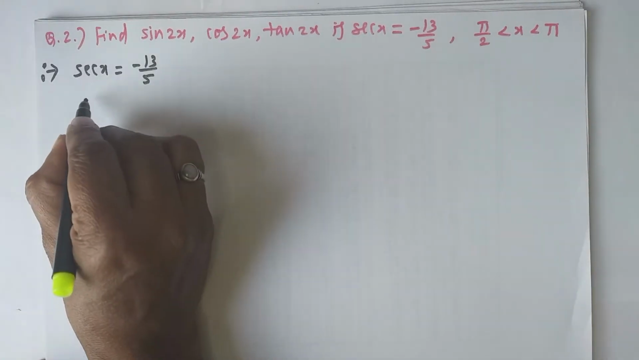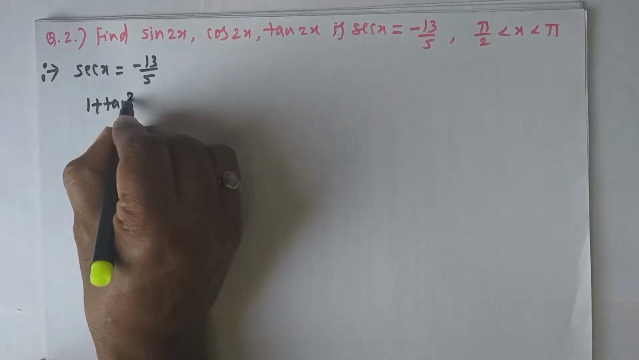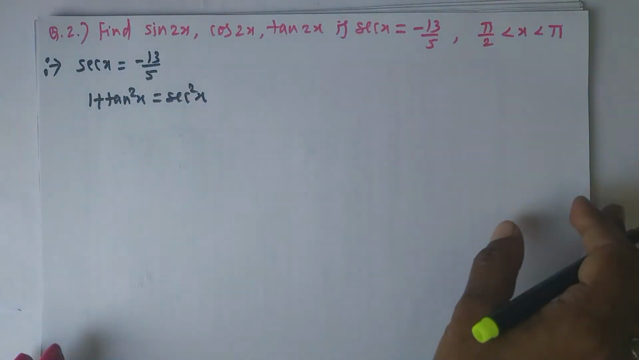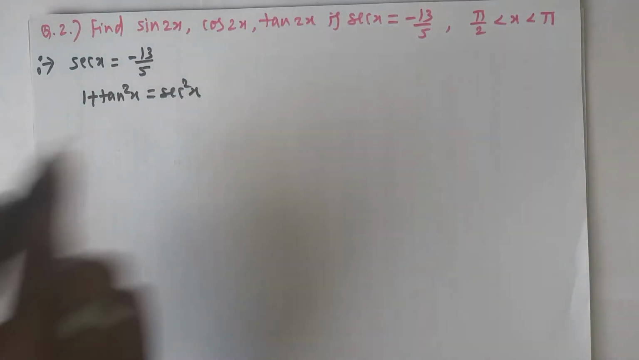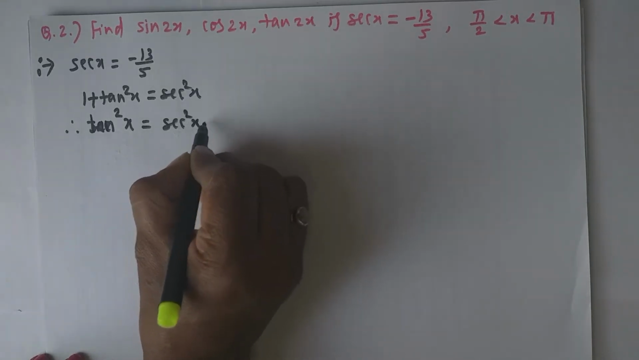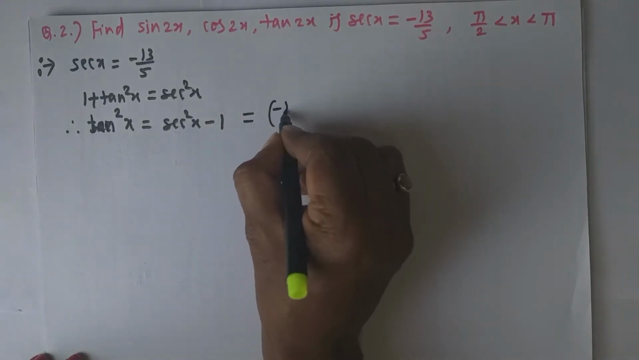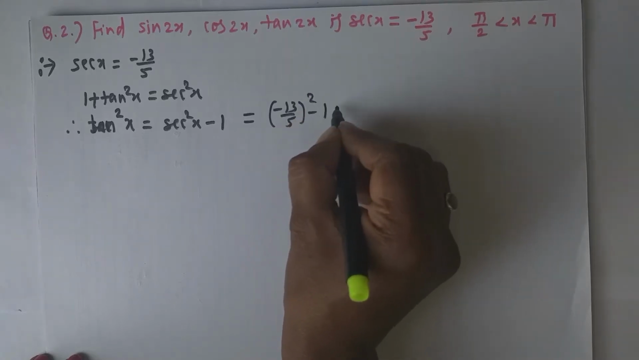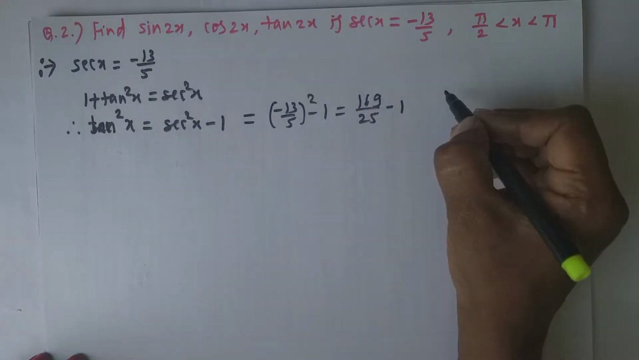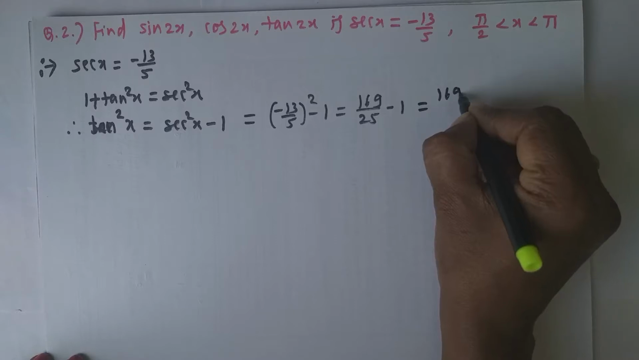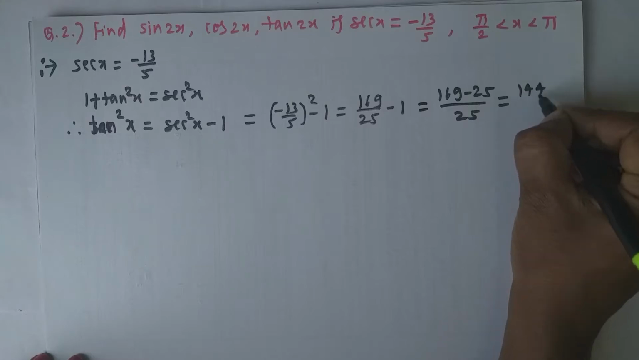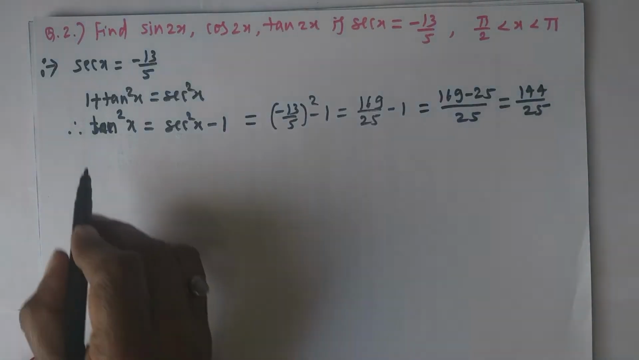I have seen one of the formulas, that 1 plus tan square x is equal to sec square x, in our previous lecture. In our first chapter, we know this identity. We will use that. From this identity, tan square x will be sec square x minus 1. Now keep the value of sec x, minus 13 by 5 square minus 1, that is 169 divided by 25 minus 1. Now simplify this. This will be 169 minus 25 divided by 25, and this will be nothing but 144 divided by 25. This is the value of tan square x.